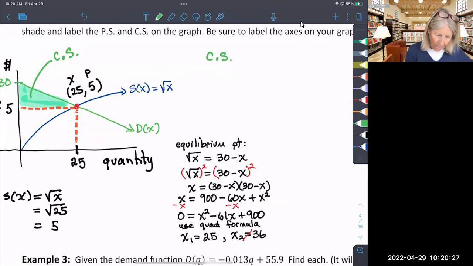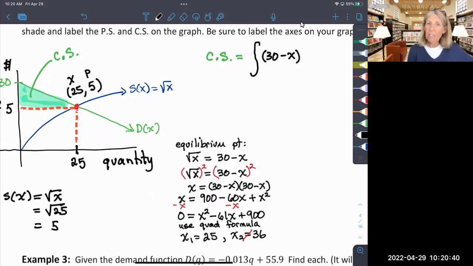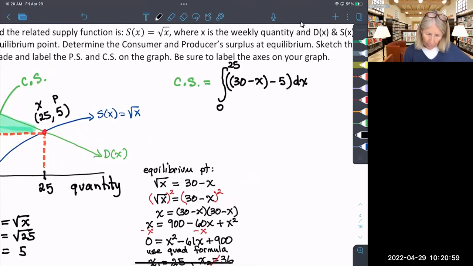Consumer surplus, I can see by the picture, is going to be the integral. The upper curve is the demand function. So that's 30 minus X. And the lower curve is the price function, which is 5. So upper curve minus lower curve. And then I'm going to integrate from 0 to the quantity 25. So again, I don't really even memorize the formula if I know where it's at on the graph. But again, what formula I'm using is I'm using the formula that says you take your demand function d of x and subtract your price.